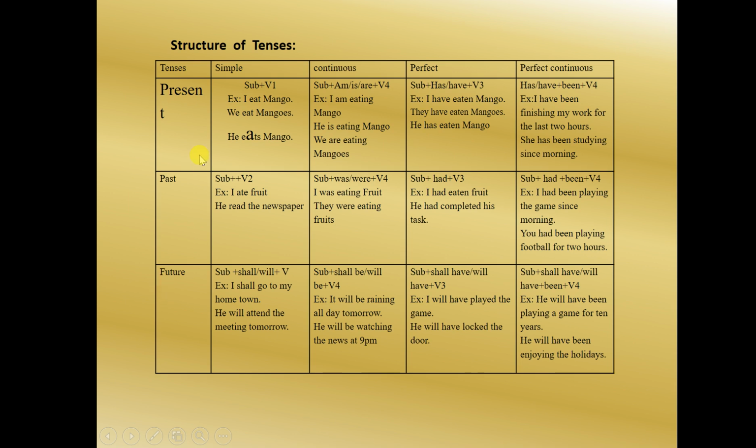Now future simple, future continuous, future perfect, future perfect continuous. What is the structure to write future simple? Subject plus shall or will plus V, the base verb. Future continuous, subject plus will be or shall be plus V4. Future perfect, subject plus shall have or will have plus V3. Future perfect continuous, subject plus shall have or will have plus been plus V4. So based on the structures, we are going to write the examples.